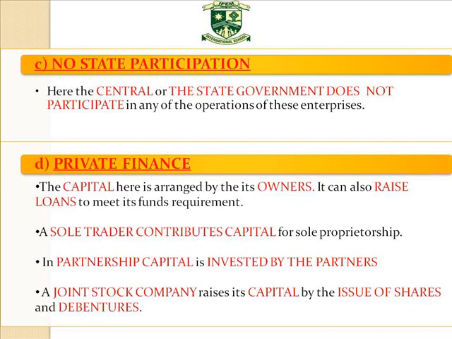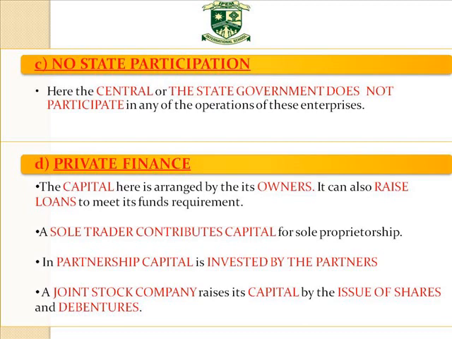So over here, the capital here is arranged by the owner itself. They can raise the loans in order to meet their funds requirement. Now, because they are the private sector enterprises, the owners here are the private individual, so the owners themselves are responsible to arrange for the funds and capital of their organization. For that purpose, they can take loans and advances from the bank or from any financial institution, and they can also make use of their saving.